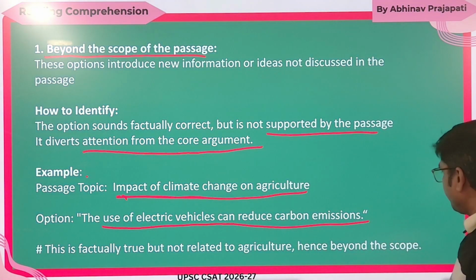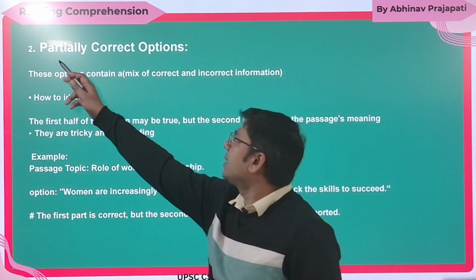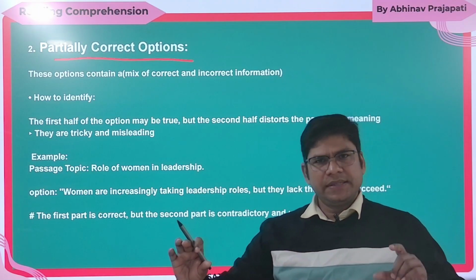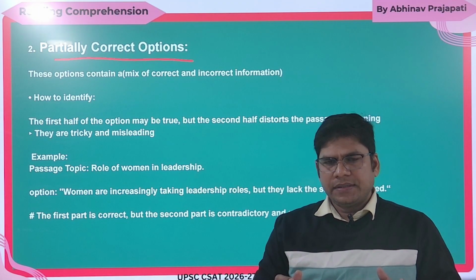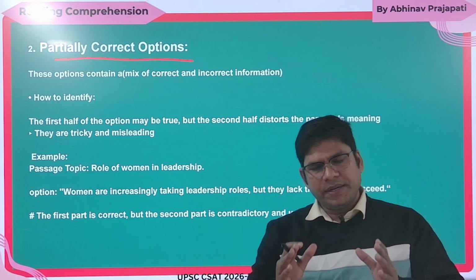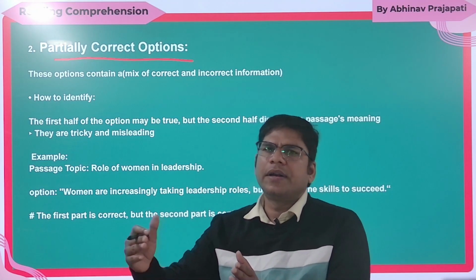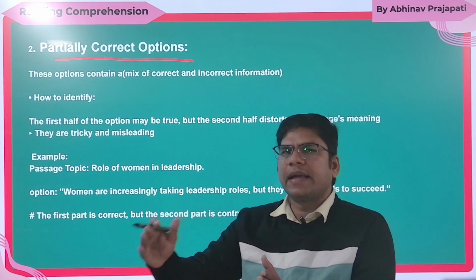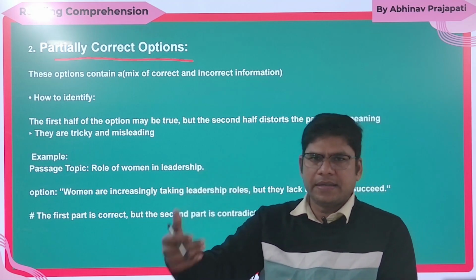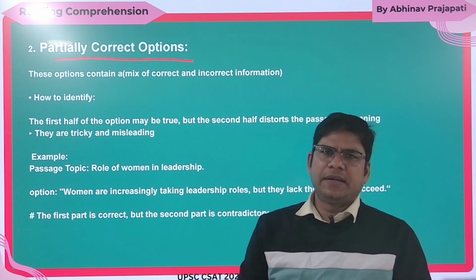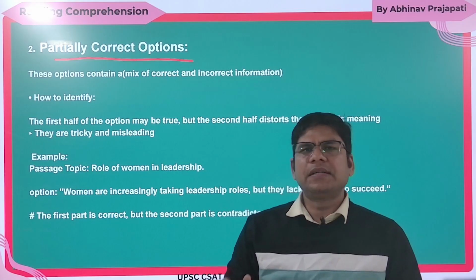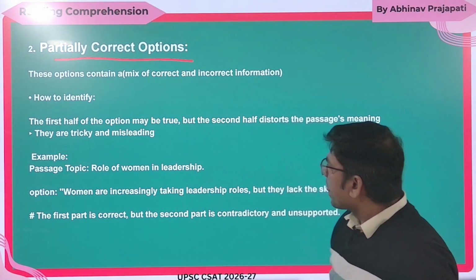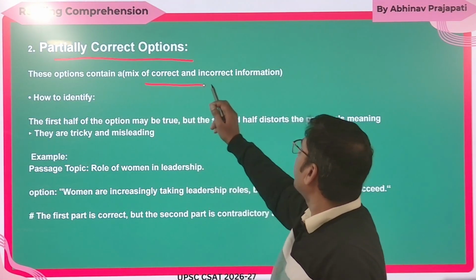Now the second tool is the partially correct option. In these types of options, a statement is given in which some part is related to the argument of the passage, but the second part, or the rest, is not related to the passage. In the first part something has been discussed, and in the second part some new information and ideas have been introduced. So this option is partially correct. If an option is not completely aligned with the passage, it should be eliminated outright. These options contain a mix of correct and incorrect information.